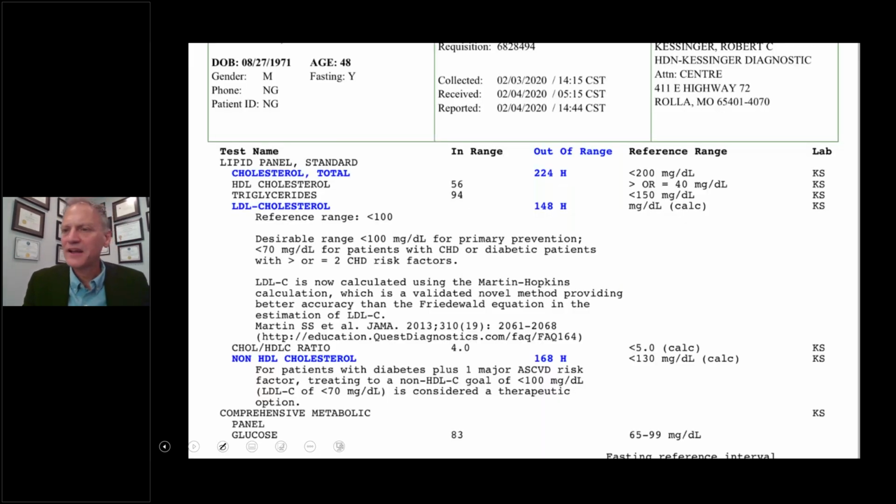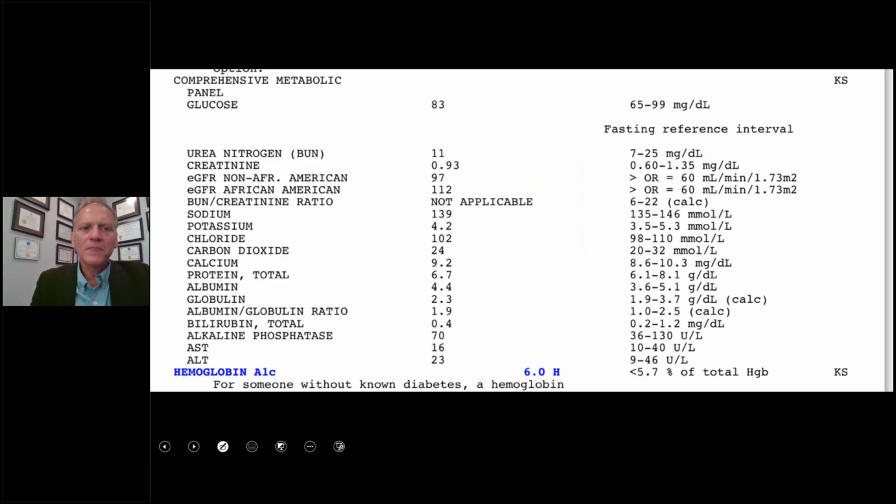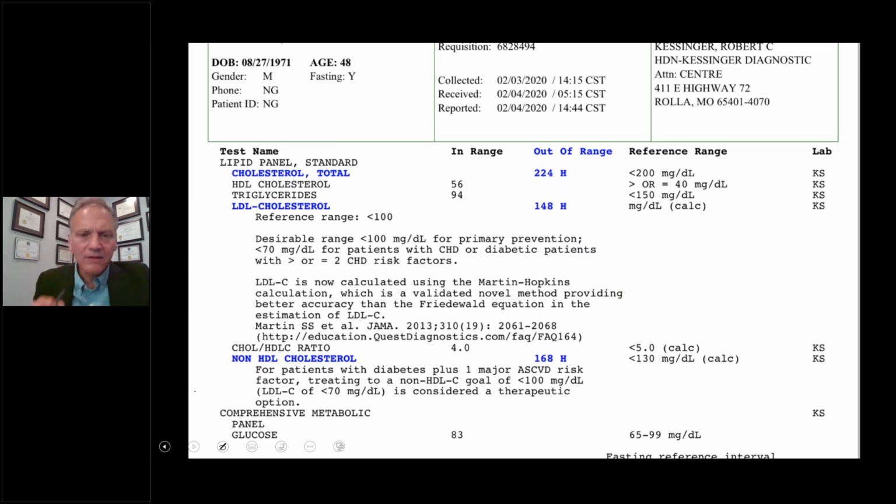All right, I'm looking at my time, and I can see definitely I'm not going to get all the way through this, so I'm going to have to do a part 1 and part 2. That's okay. I want to make sure we get this good information across. All right, so here's another one. This is a 48-year-old male.